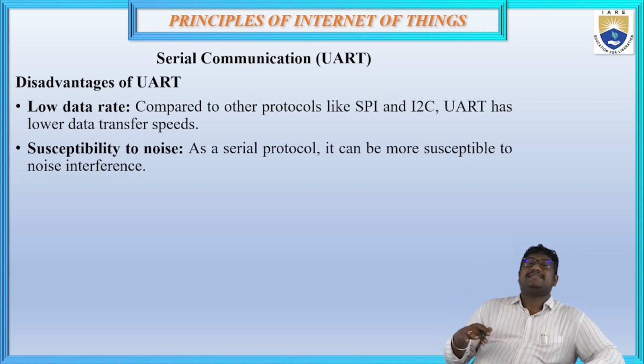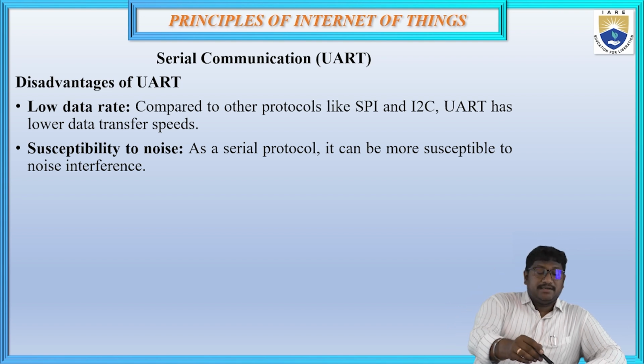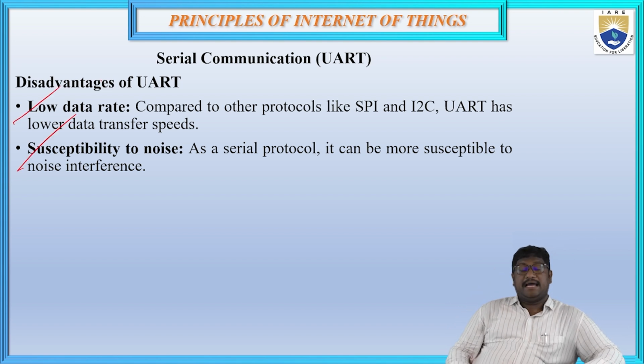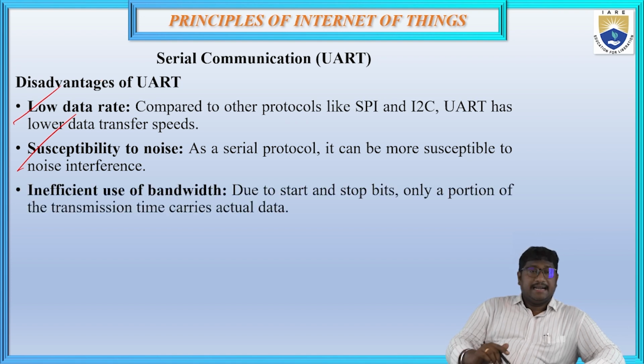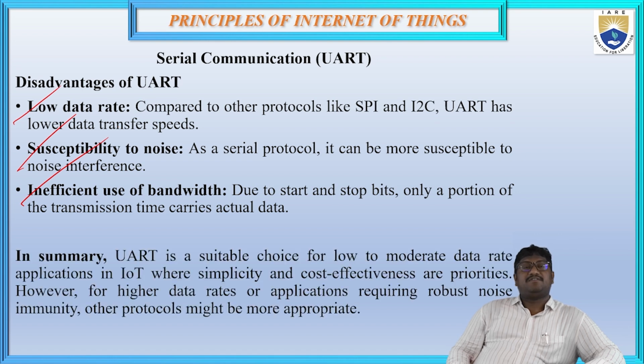Because it is a synchronous transmission, whereas those two are synchronous transmission. So the data rate will be a little bit low. Susceptibly, noise will be there by using UART. Why? Because it is a serial protocol, very susceptible to noise, and inefficient use of bandwidth. Why? Because there are start and stop bits of transmission.